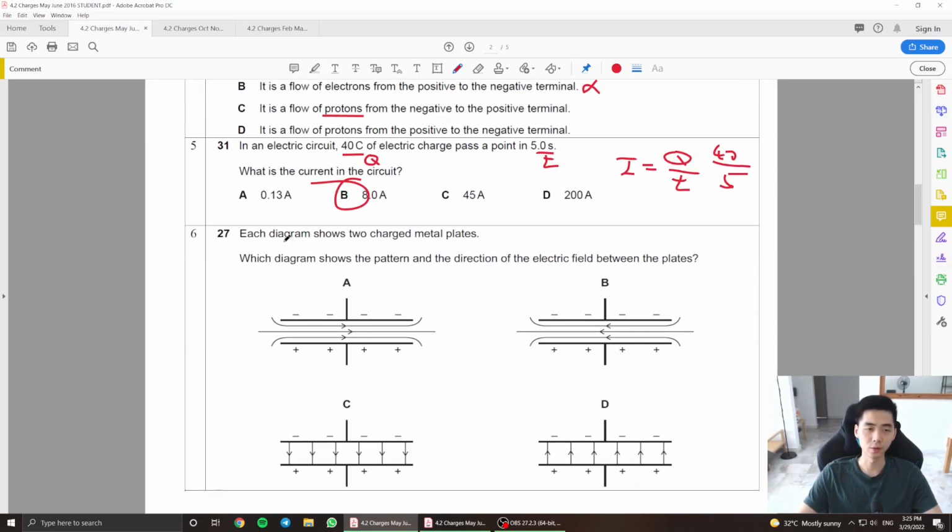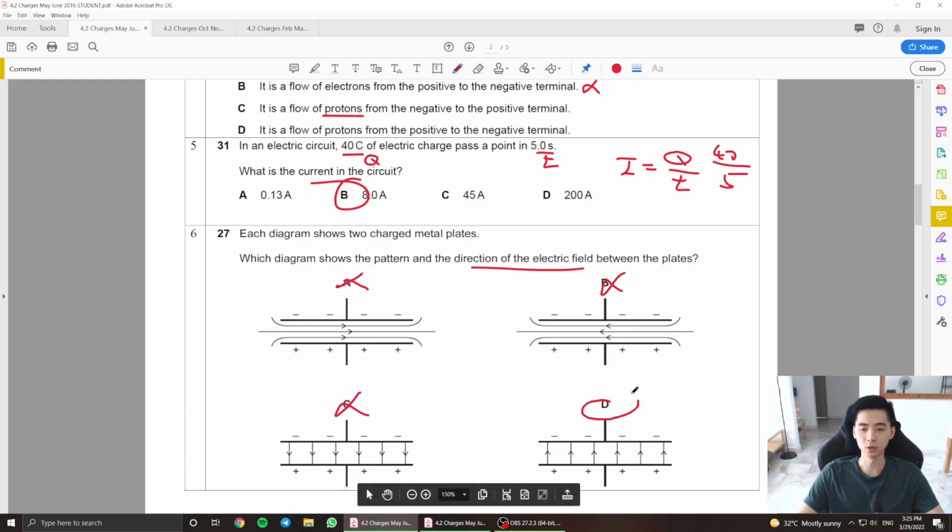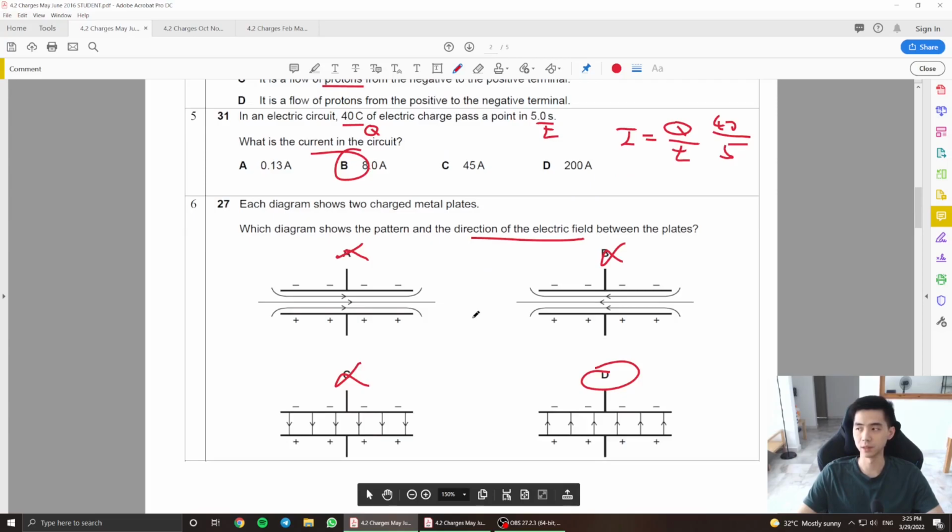Alright, then question number 6. Each diagram shows 2 charged metal plates. Which diagram shows the pattern and direction of the electric field? Always remember that electric field travels from positive to negative charge. This is illogical, positive to negative, nope. So it's going to be D for this answer here.